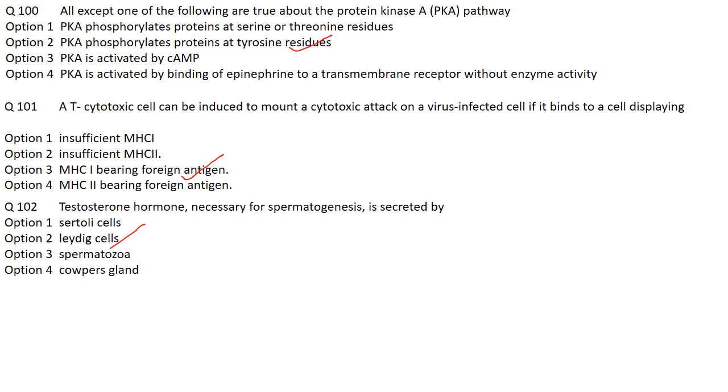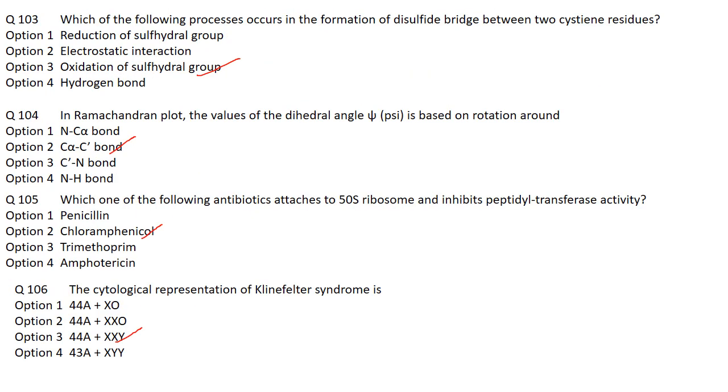Then testosterone hormone necessary for spermatogenesis is secreted by Leydig cells. Answer is option 2. Which of the following processes occurs in the formation of disulfide bridge between two cysteine residues? So it is oxidation of sulfhydryl group.